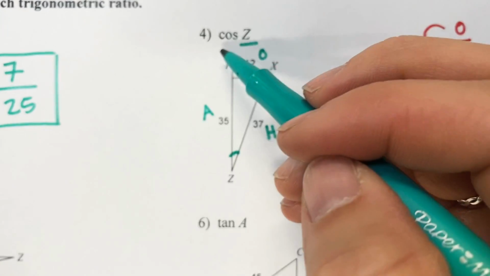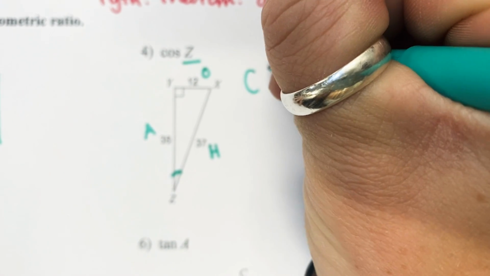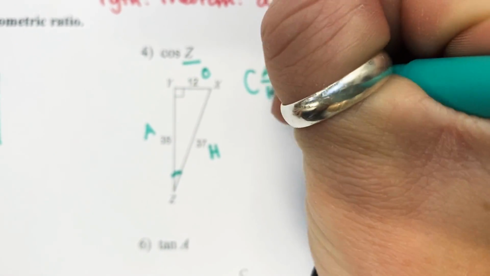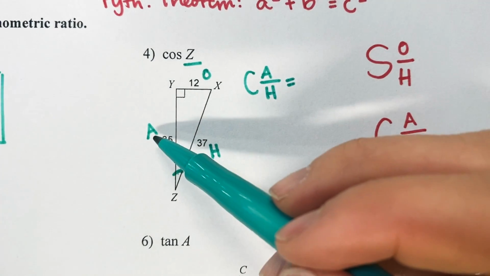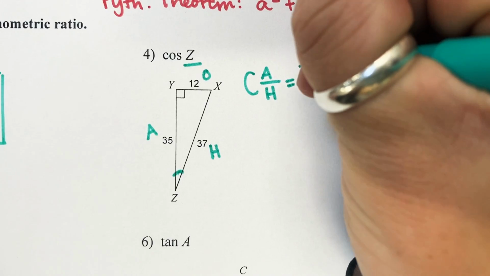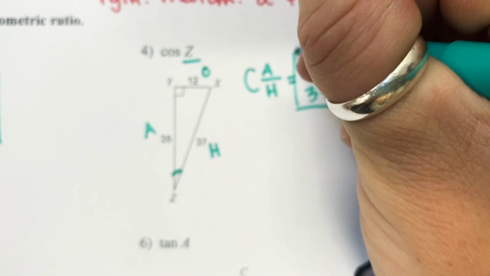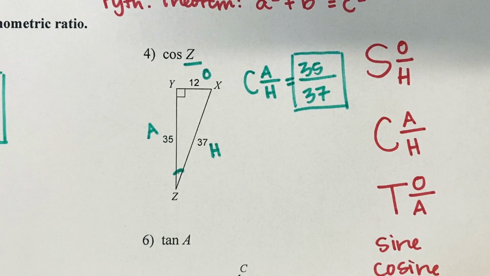Now it wants cosine. If we need cosine, think CAH: adjacent over hypotenuse. What is my adjacent over hypotenuse? I'm going to write 35, because that's my adjacent side, over 37, my hypotenuse. And that is our answer.